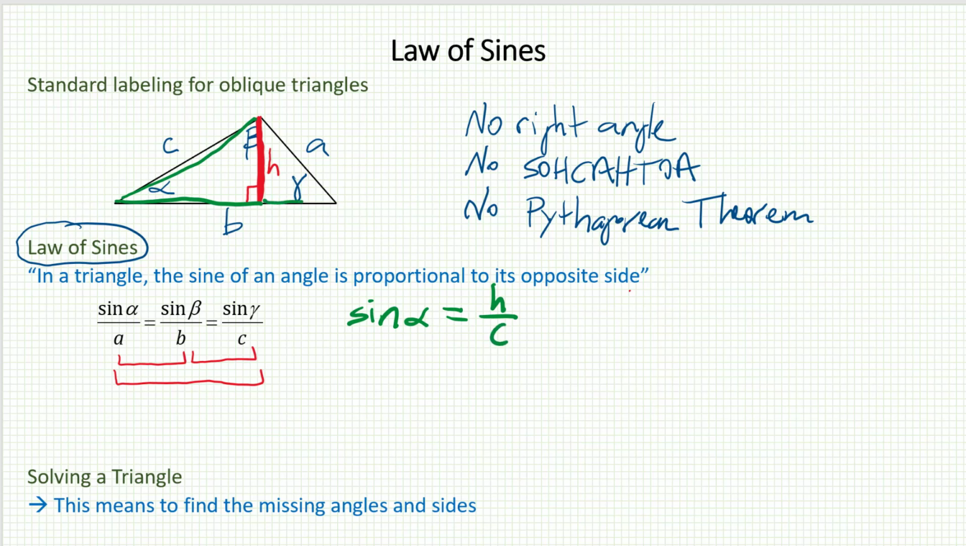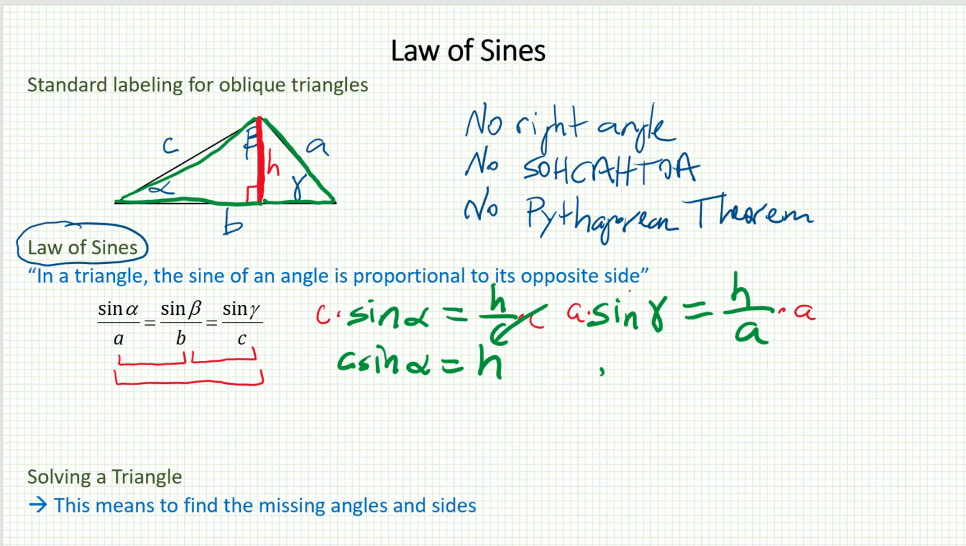And then let me turn my attention to the right triangle on the right side. In that triangle, sine of gamma is equal to opposite h over hypotenuse a. a would be the hypotenuse in that triangle. Let me clear the fractions in both of these equations. Watch what happens when I do that. This one says c sine alpha equals h. And this one says a sine gamma equals h. Well, if they're both equal to h, then they're both equal to each other. And I can write down c times sine alpha equals a times sine gamma.